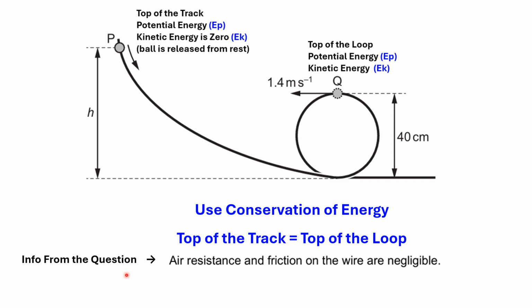From the question, air resistance and friction are negligible, so we can proceed by considering only potential and kinetic energy. So we add the potential and kinetic energy at both the top of the track and the top of the loop.